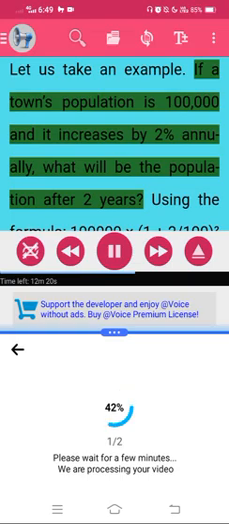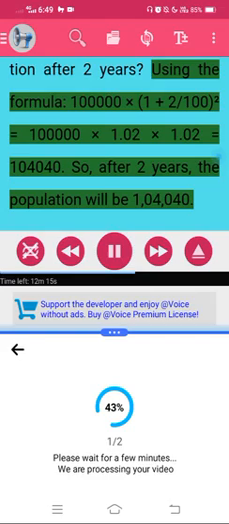Let us take an example. If a town's population is 100,000 and it increases by 2% annually, what will be the population after 2 years? Using the formula, 100,000 times (1 plus 2/100) squared equals 100,000 times 1.02 times 1.02 equals 104,040. So, after 2 years, the population will be 104,040.